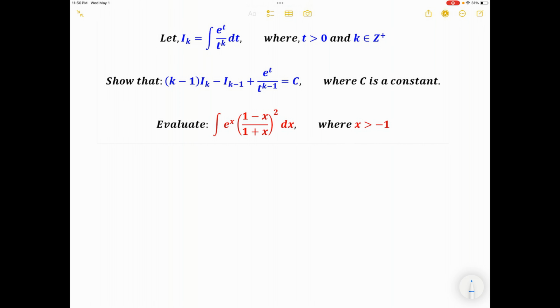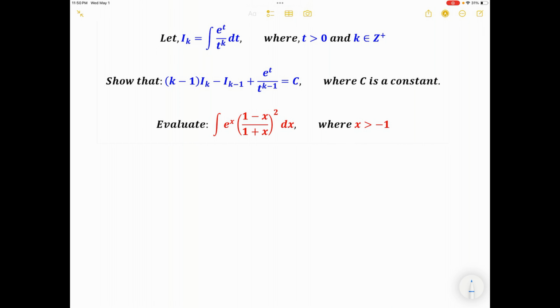Alright, if your integration skills are good, I would like to recommend that you pause the video at this point, try this question yourself and see if you can get the answer. You can always come back and watch the rest of the video for the complete solution. Alright, at this point I'm going to start the discussion of the complete solution.